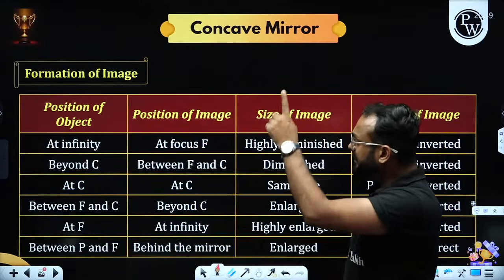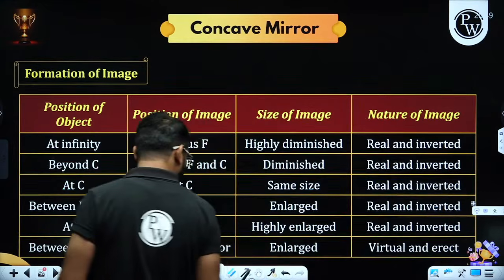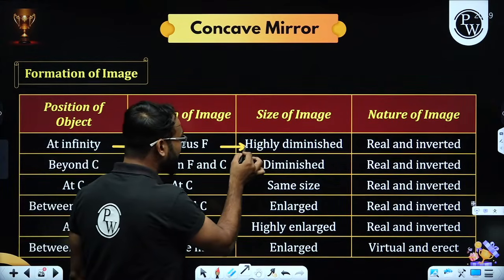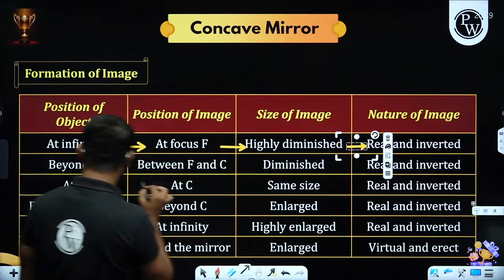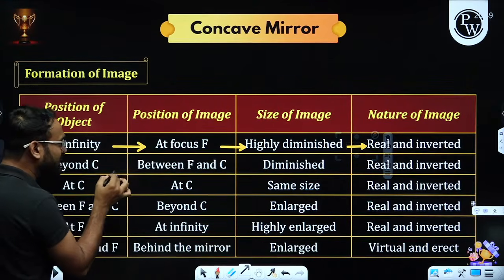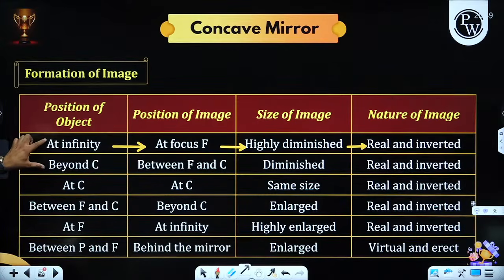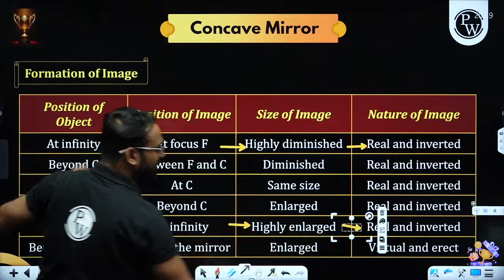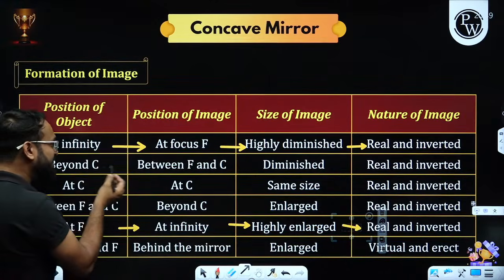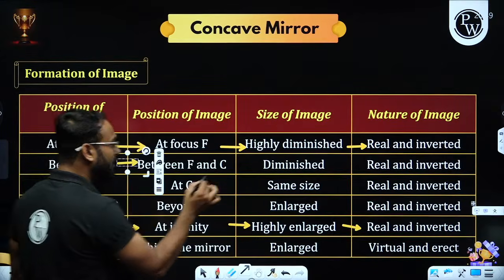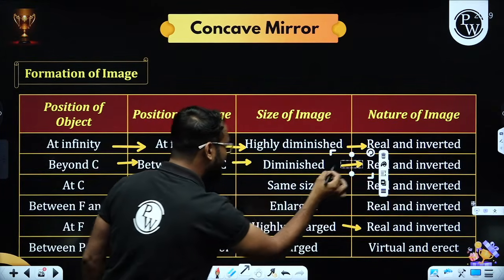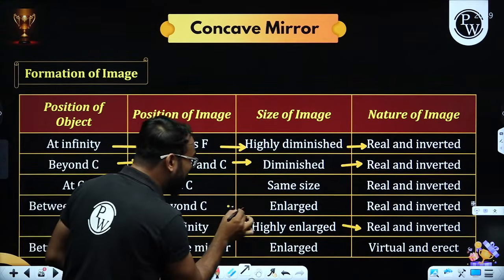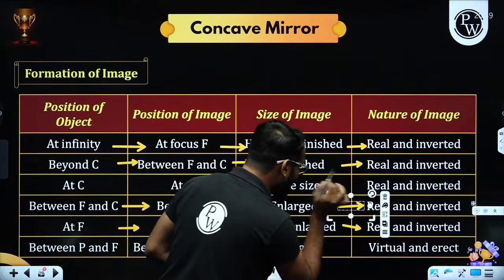So these are the 6 cases that we have discussed. Object at infinity: image will be at focus, highly diminished, real and inverted. Opposite to that, if the object is at focus, the image will be at infinity, highly enlarged, real and inverted. Object beyond C: image between F and C, diminished, real and inverted. Opposite case, object between F and C: image beyond C, enlarged, real and inverted.